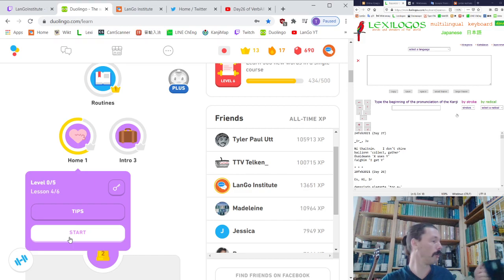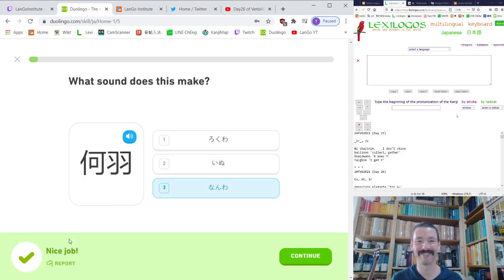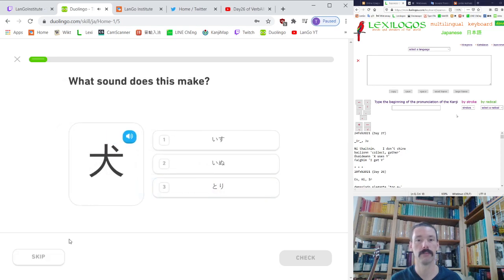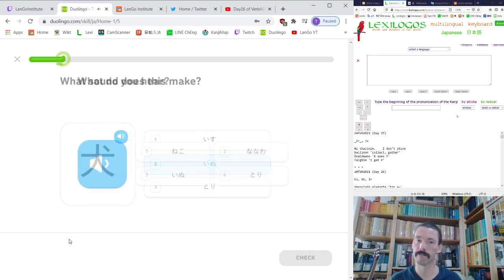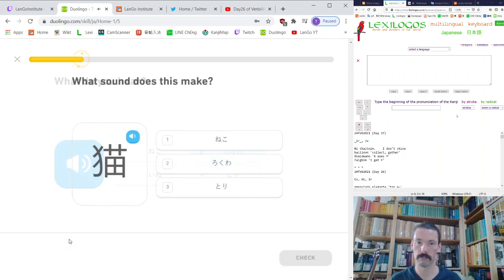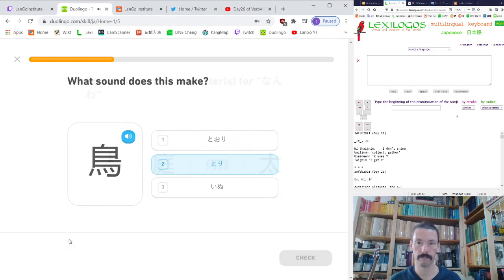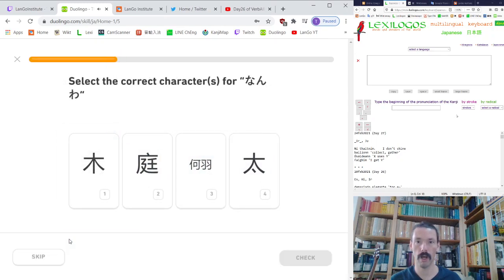Let's finish the circle, go back for some more Irish. Nanwa means how many birds? What number of feathered creatures? Inu is a dog. Nanawa, seven birds. Neko, cat. Tori, bird. Nanwa, how many?